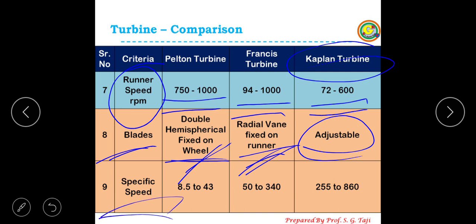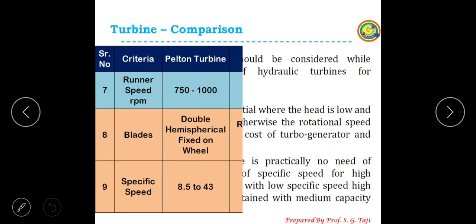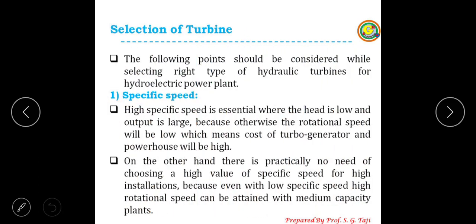Last criteria, perhaps: specific speed. Pelton turbine very low, 8.5 to 43, whereas Francis turbine is 50 to 340, whereas Kaplan turbine is 255 to 860 RPM specific speed. Okay, this is how comparison is being done. I said last, perhaps it is last criteria. 9 criteria are there. In exam, it can be asked for 4 marks. At least out of 9, if you remember any 4 criteria, you will get full 4 marks. Okay, very simple. Just you have to study and remember the things.